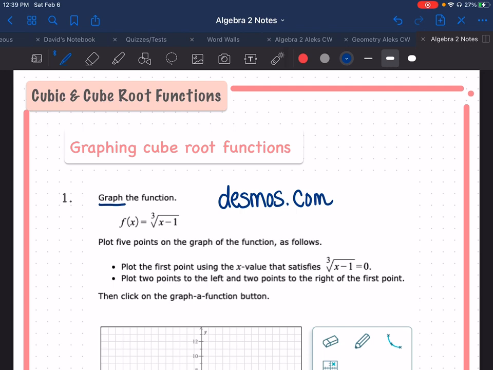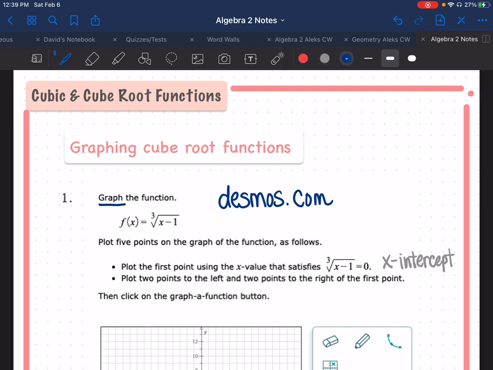There is a link in your Schoology folder for today on the classwork page to take you right over to desmos.com. We're going to put in this equation and plot 5 points on the graph. They want us first to plot the point using the x value that satisfies this equation. Notice that they want y to equal 0. They basically want us to graph the x-intercept first. And then they want you to pick 2 points to the left and 2 points to the right of that x-intercept.